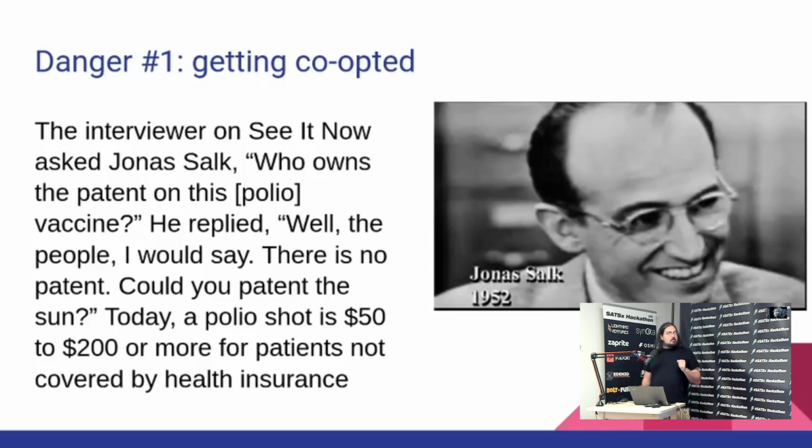The first danger I want to talk about is getting co-opted. The example I'm going to give is not a software developer, but a vaccine creator. This is Jonas Salk. Back in 1952, he invented the polio vaccine. He didn't patent it. He wanted it to be free and available to the world, which reminds me of the free and open source movement. It's like, this is information. How can I claim ownership of this? But it didn't work. Even though he didn't put a patent on it, his project got co-opted, and now it costs a significant amount of money to get one of these vaccines.